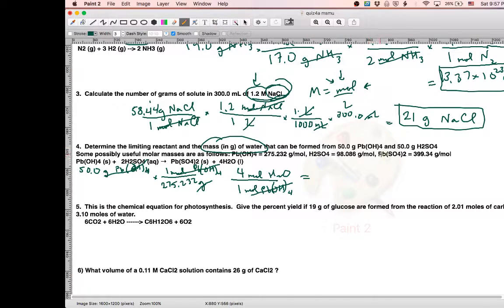to find the moles of water that come from 50 grams of H2SO4, and I'm going to use the lower number. I will explain why in a moment, but I think you already know why, because presumably you have watched the Khan Academy video on this subject.